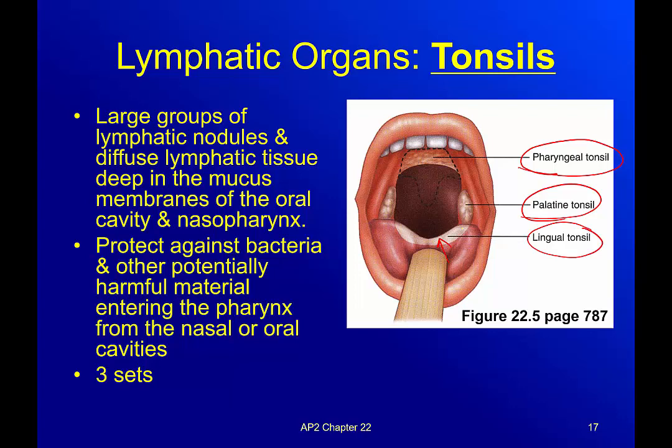These are large groups of lymphatic nodules and diffuse lymphatic tissue deep in the mucous membranes of the oral cavity, so your mouth, and the nasopharynx, so up toward your nose. They protect against bacteria and other potentially harmful material entering. This is an entry point for a lot of things. You breathe through this. You eat through this. So having this army of cells whose job it is to make sure that things are clean, stationed in that area is actually a good thing.